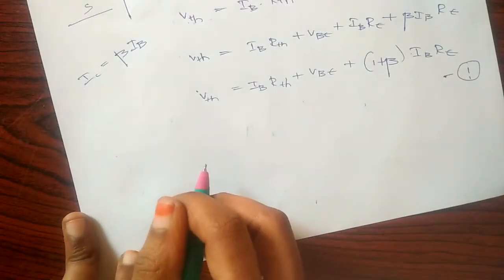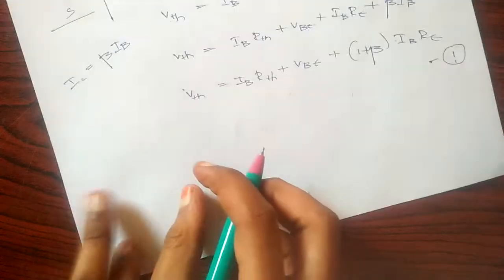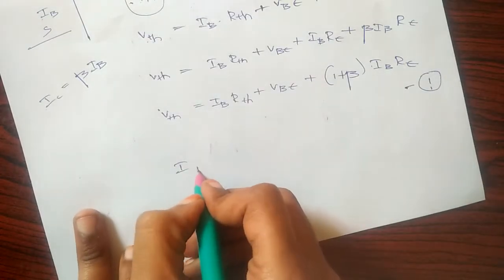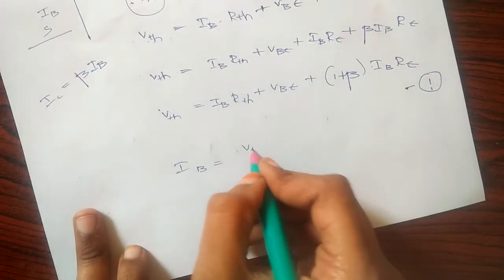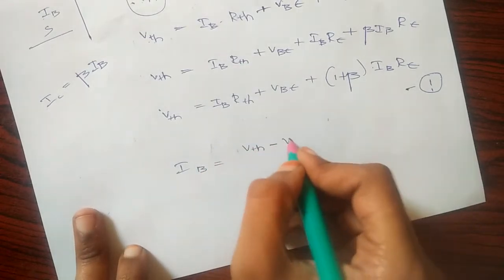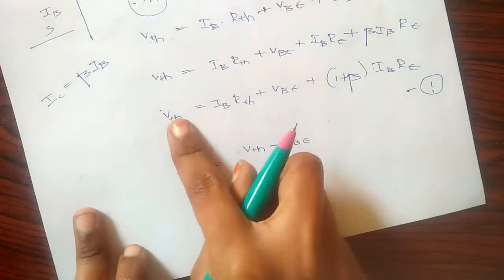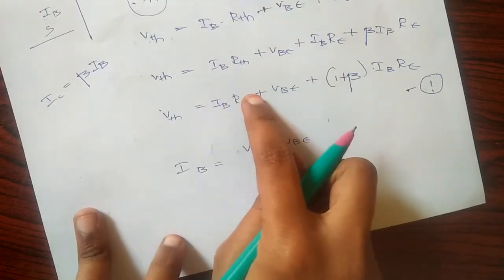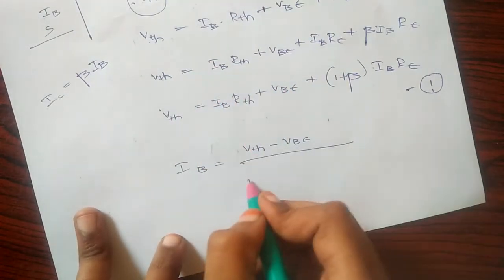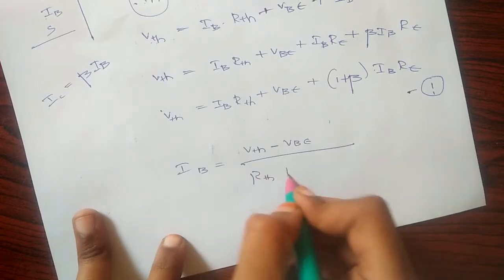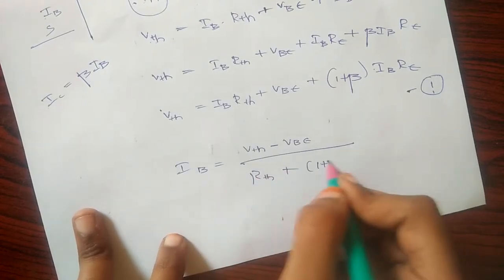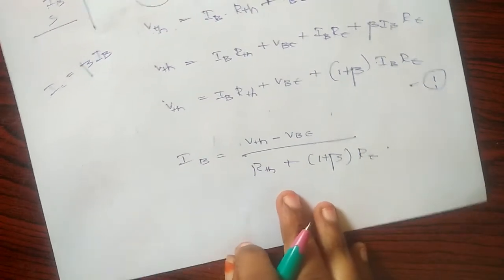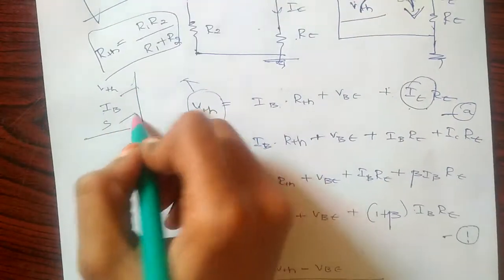So if you want to know the value of IB, then from the above equation, IB is equal to VTH minus VBE, where IB is taken common again, divided by RTH plus (1 plus beta) RE. Okay. Now we have found VTH and IB.